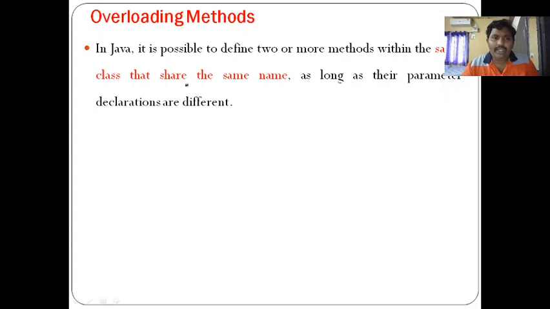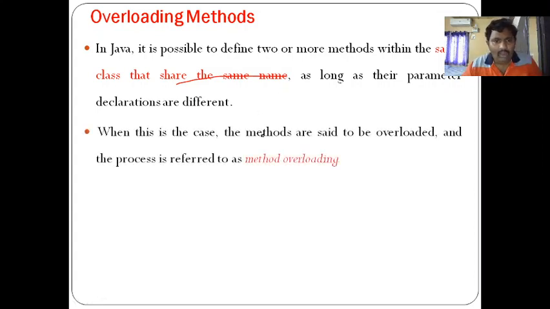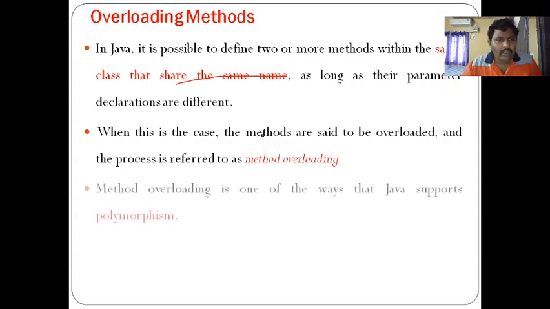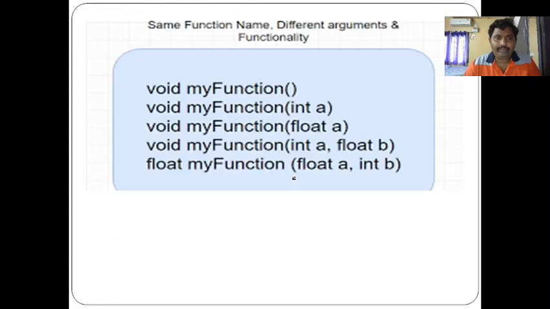Whenever within a single class we have different methods with the same name, we call it overloading of methods. Basically, by using this method overloading concept, we are going to achieve polymorphism. Polymorphism is achieved in the Java programming language by using the concept called method overloading.